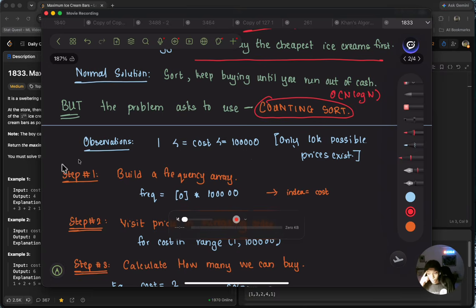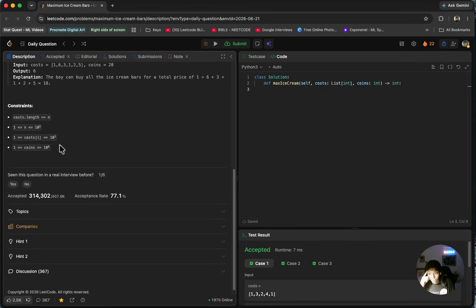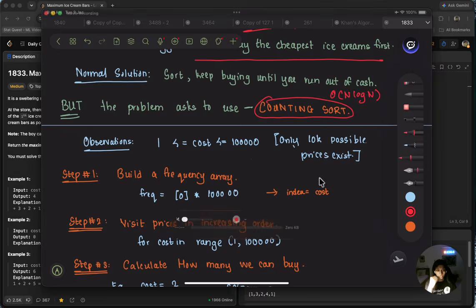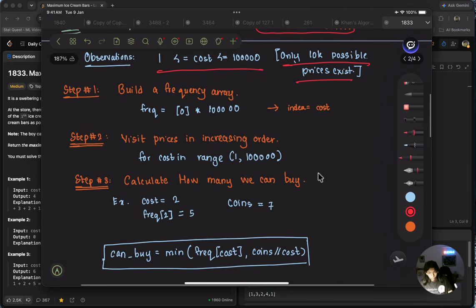One thing worth noting is that in our constraints, we are given that the size of the cost array, as in the size of whatever these prices are, goes to a maximum of 1 lakh. So this is our range. What does that mean? That means there are only 10 lakh possible prices of these ice creams to exist. So here is what we're going to follow. These steps will give us our solution. The first thing we're going to do is build a frequency array.